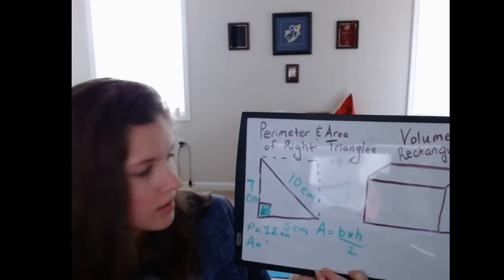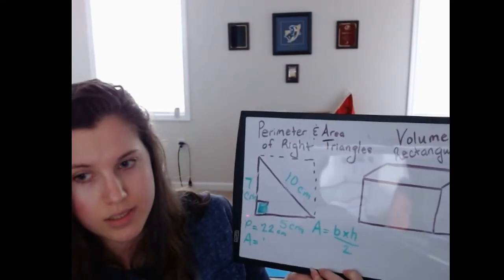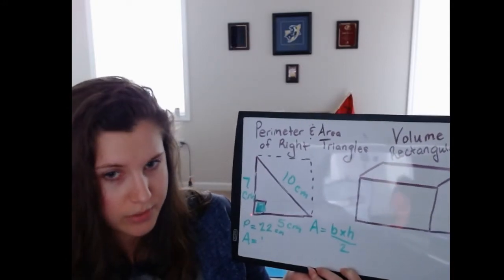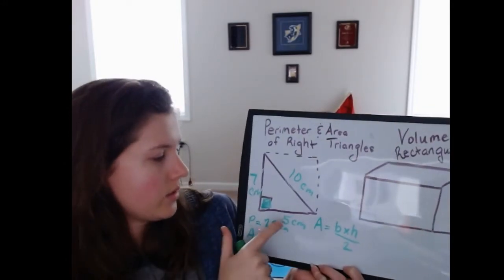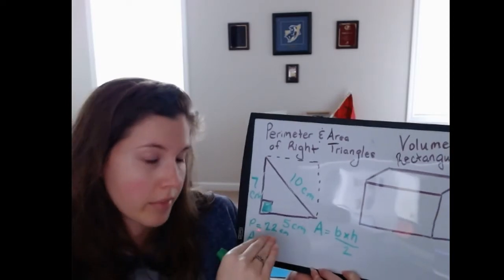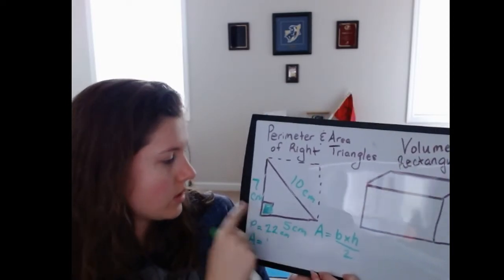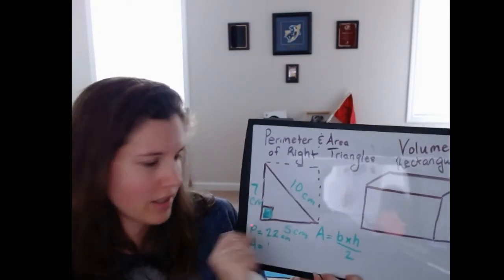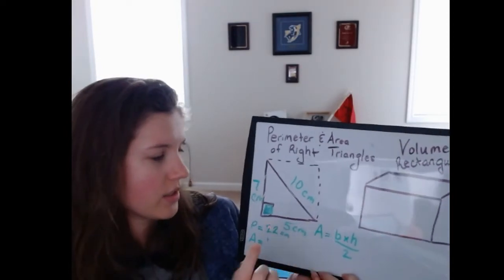Now to find the area, I kept our formula down here for us. The area is the base times the height divided by 2. So for this one, you find the base, that's the flat part on the bottom, 5 centimeters, times the height, the up and down one, not the diagonal, don't use that one. So 5 times 7 is 35.